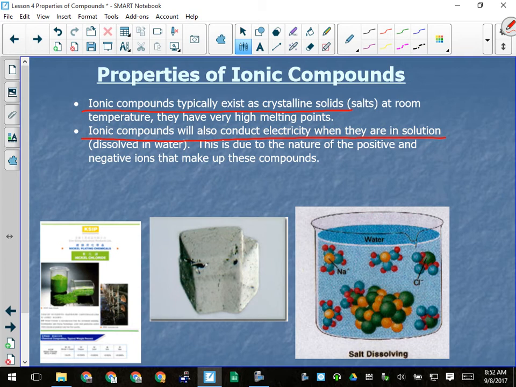Now, does water conduct electricity? Does distilled water conduct electricity? No. Tap water will, because tap water's got ions dissolved in it. We put fluoride in the water to keep our teeth healthy. There's calcium, lots of it in our water. There's lots of ions and things like that dissolved in tap water, so tap water conducts electricity. Pool water definitely conducts electricity.